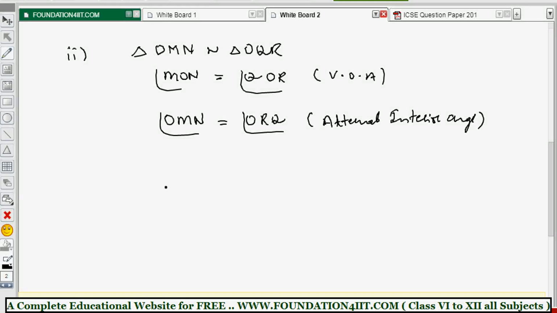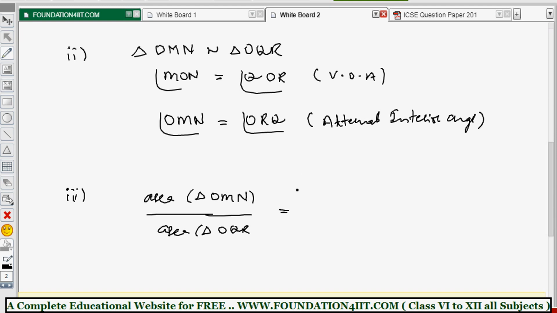And because they are similar, we can find the areas. That is, area of triangle OMN by area of triangle OQR. The ratio of the areas of similar triangles is the square of the ratio of the corresponding sides, right? That's why MN squared by OR squared you can write. That is 2 squared by 5 squared. So 4 by 25. So 4 is to 25.